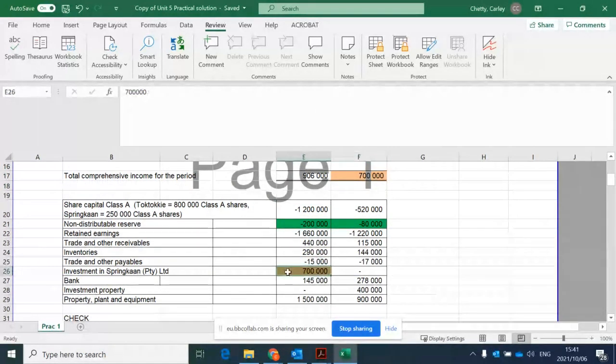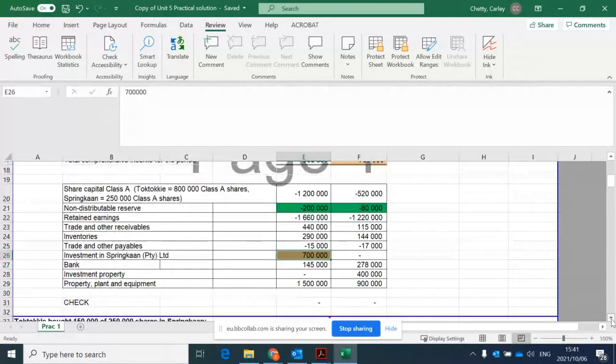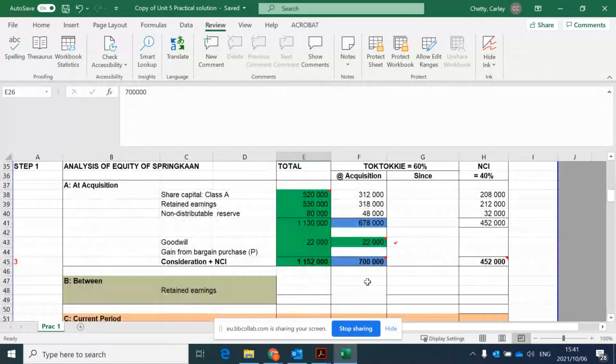So it tells us there the investment in SpringCon was 700,000 Rand. So this represents how much was paid for the equity of SpringCon. Okay, so if we go to our analysis of owner's equity account, we know how much was paid for 60%. Now we can calculate the goodwill.